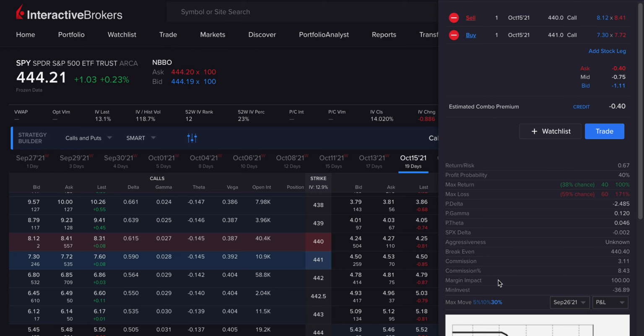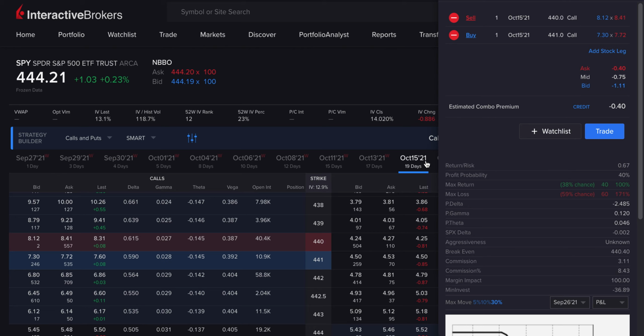So what does this mean? Well, it means that I'm bearish on the S&P 500. I think it's going to go below 440, right? That's what a bear call spread implies. You do not use this strategy if you're bullish. It has the name bear in it for a reason. Take note of that.